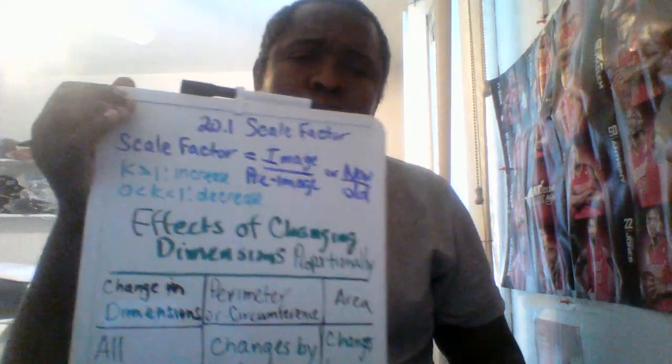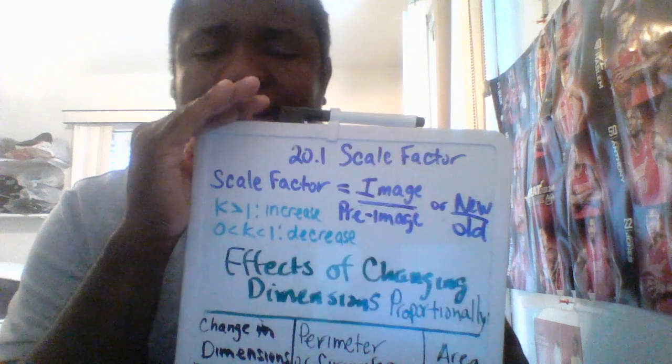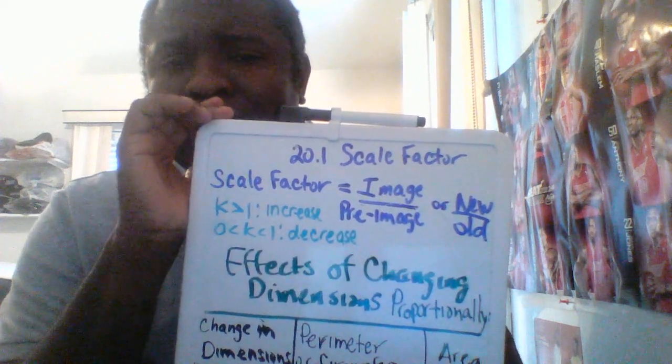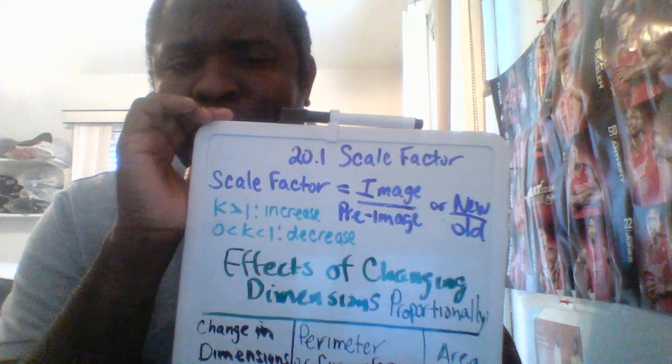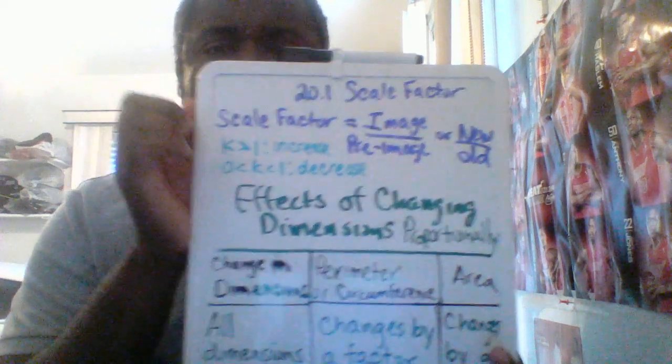So I'm first going to give you a quick review of scale factor, and then we'll go into the change of dimension problems, okay? So here we go. As you can see, this is 20.1 scale factor, okay? We have two more sections beyond this, and then everything else from then on will be just review of previous lessons, okay? So this is the new stuff, okay?